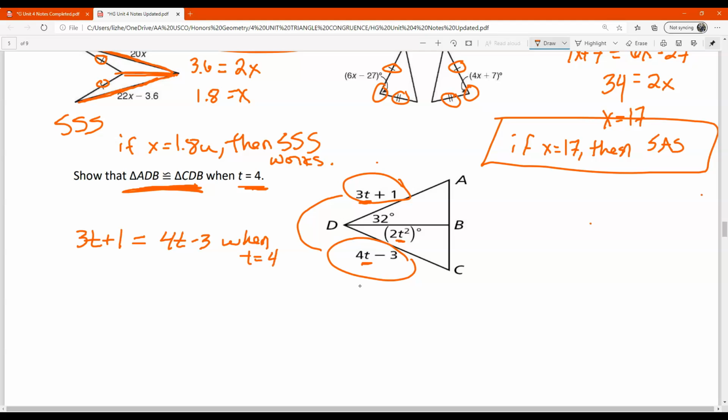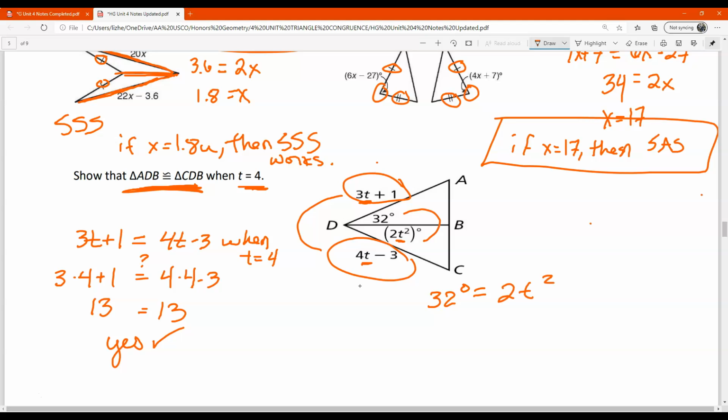So let's put that 4 in there. 3 times 4 plus 1, does that equal 4 times 4 minus 3? Well, 3 times 4 is 12 plus 1 is 13. 4 times 4 is 16 minus 3 is 13. So yes, it works for the sides. But now I need to do it for my angles. So 32 degrees has to equal 2t squared when t is 4. So I'm going to put 4 in there. So that means 32 has to equal 2 times 4 squared. 4 squared is 16, times 2 is 32. Yes. And so that would be the type of thing you need to do here.